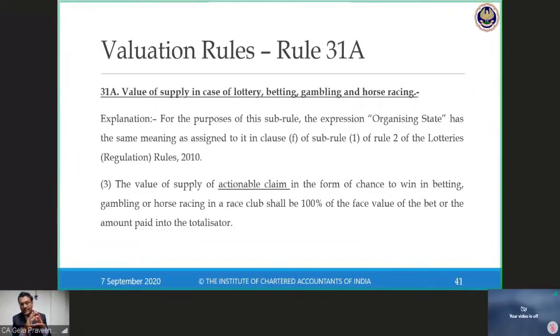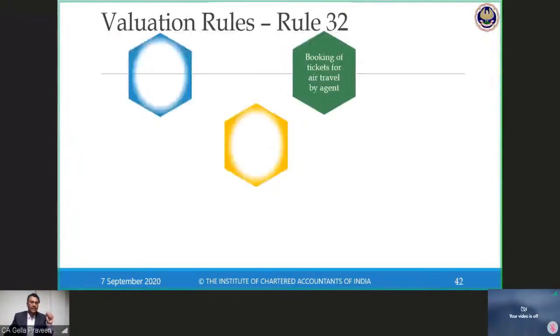When you get into this gambling house, you have these betting schemes. You say 10,000 I bet. If the die falls on this number 12, 10,000 is my bet, 5 times of 10,000, 50,000 I get. So when you get into this activity of gambling, the transaction value shall be 100% of the face value. So on 10,000, 18% is GST, or say 28% is GST. That is my transaction value. This is how they define my transaction value.